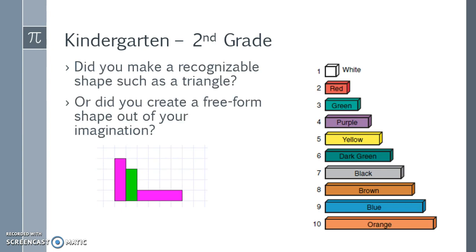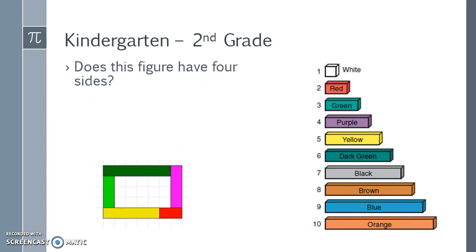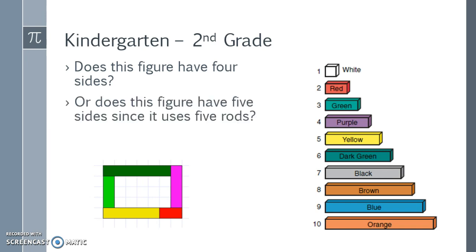Perhaps, did you make a recognizable shape such as a triangle? Or did you create a free-form shape out of your imagination? Does this figure have 4 sides? This is a trick question because some students may think that this figure has 5 sides since we use 5 rods to create it, when in fact that is a false statement. There are still 4 sides. However, we are using 5 rods to create it, so there are only 4 sides.